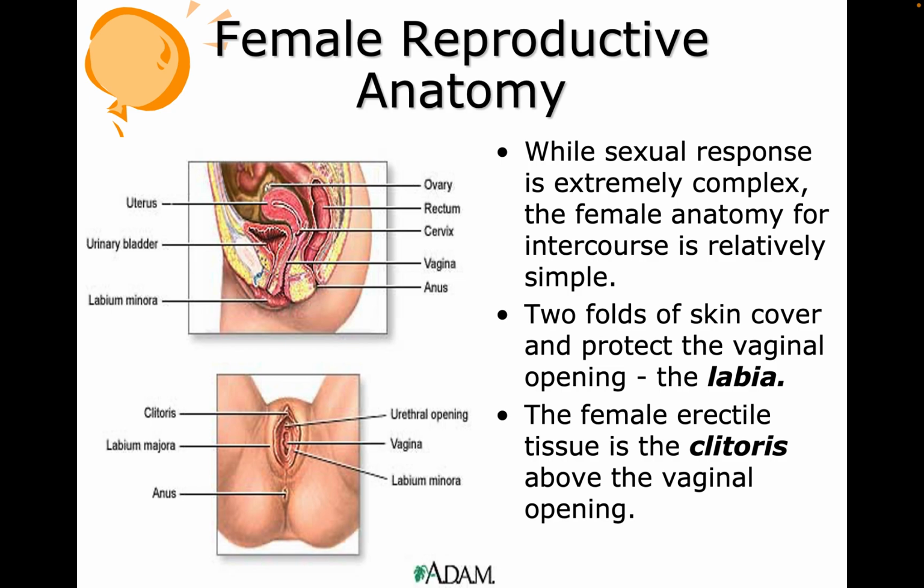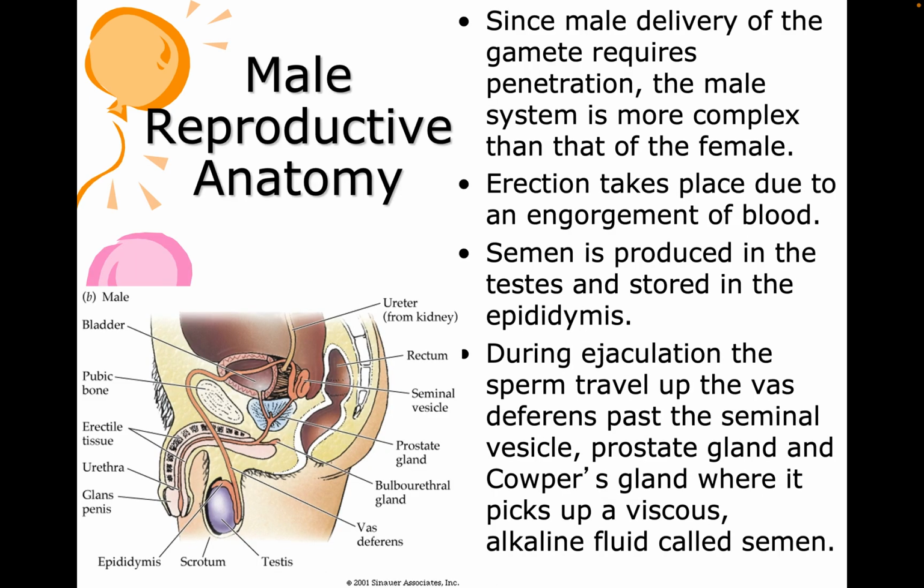And that's it. The vagina is here, and that's pretty much all it takes, for the male to ejaculate his semen into the vagina. However, the male reproductive system is a lot more complex than the female. Erection takes place due to an engorgement of blood as far as humans are concerned. Semen is produced in the testes and stored in the epididymis.